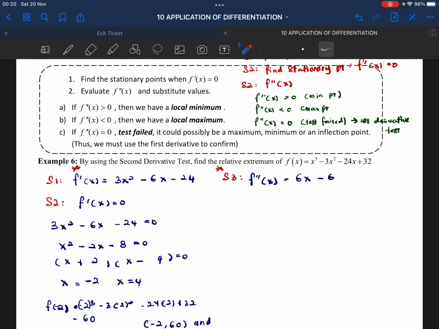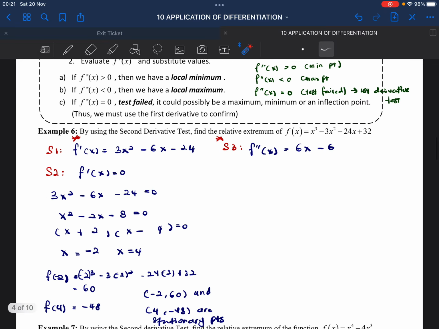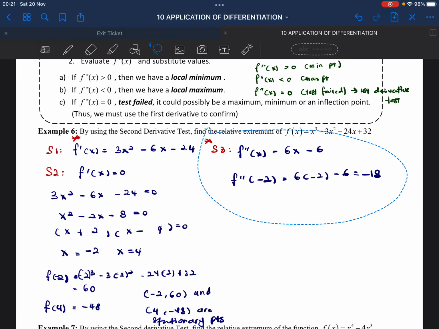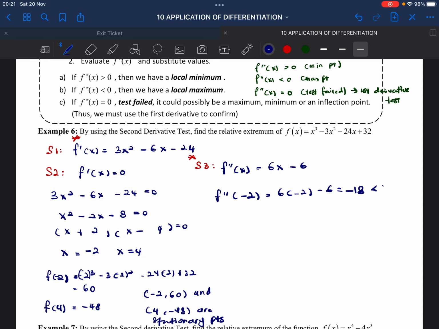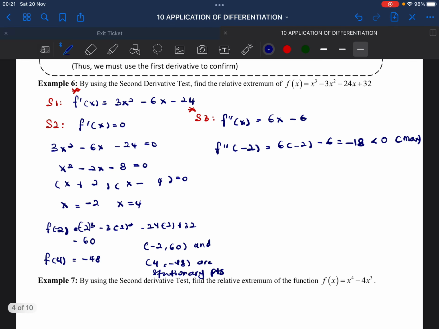So to determine whether it is greater than, less than or equal to 0, we have to substitute our numbers, ataupun value of x kita. So here we will have f double prime of negative 2. Substitute here 6 times negative 2 minus 6. Here we'll get negative 18, which is less than 0. So less than 0 means that will be our maximum. So negative 2 is the maximum point lah.